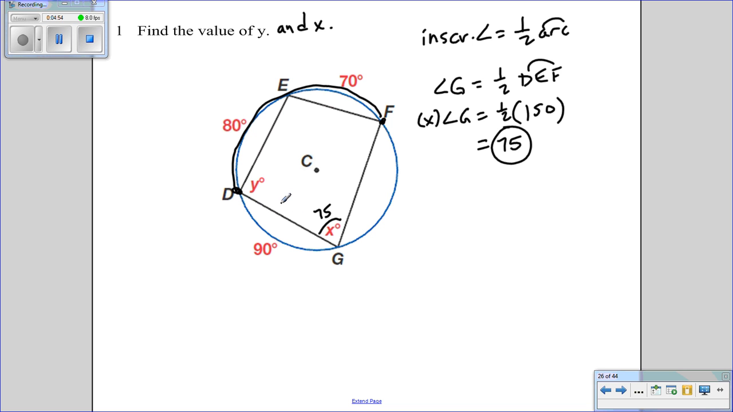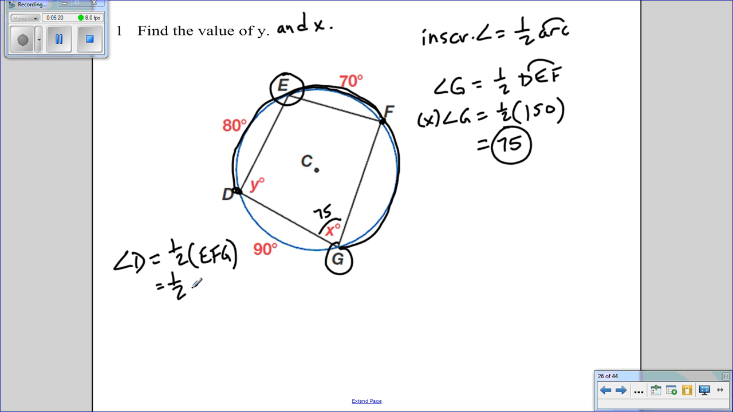Now, this angle down here, angle D, we'll call it. Angle D is half of, let's see, it starts at E, and we're going to end on G. That's where the angle opens up to. So the intercepted arc would be all the way around to there. That's arc EFG. If I can figure out that arc, I can figure out the angle. So this part's 70. Now, I don't know what that other part is, so I'm going to figure that out.